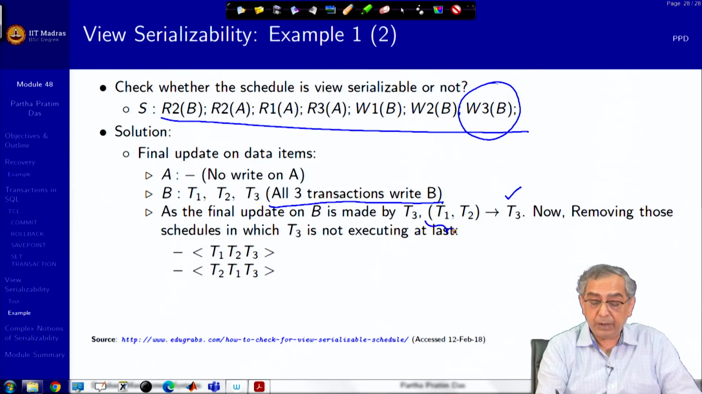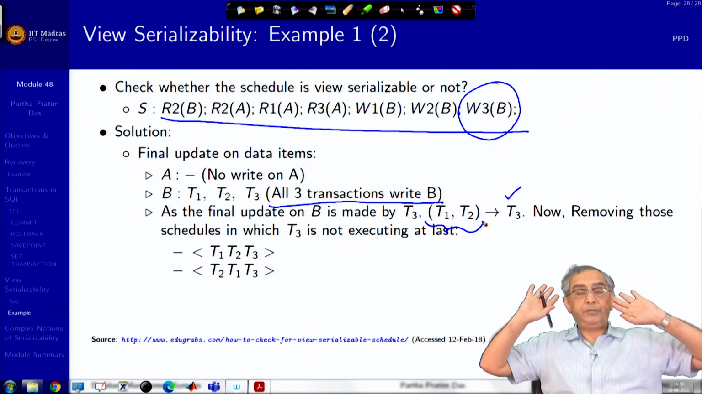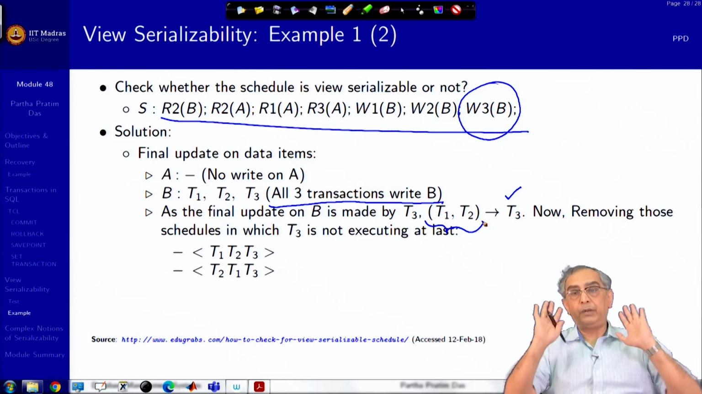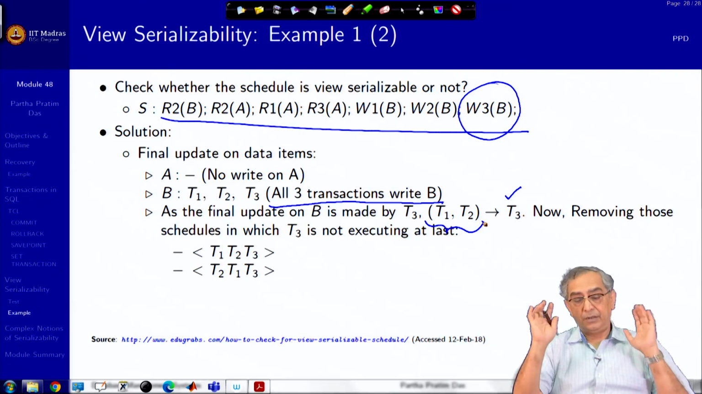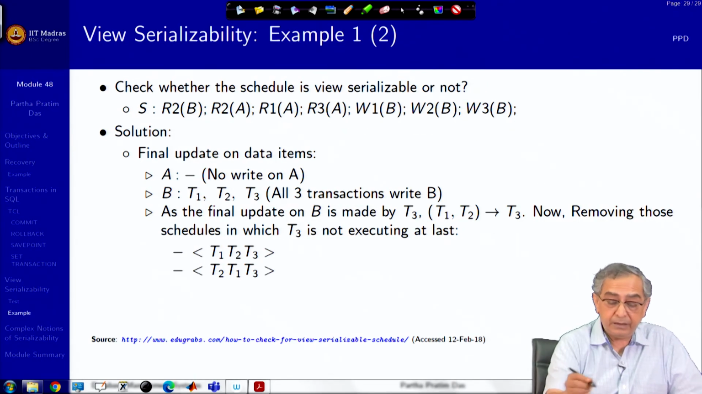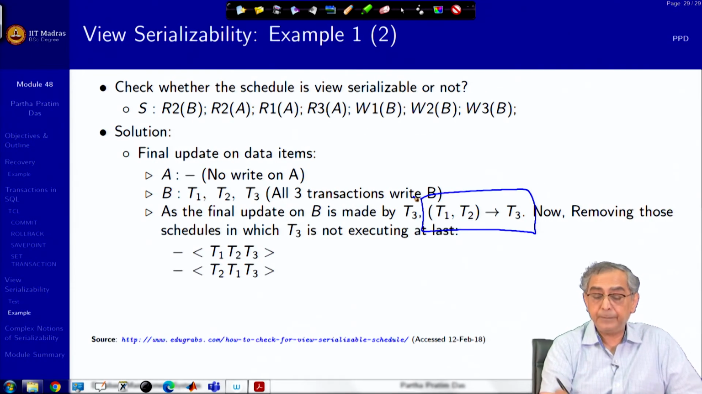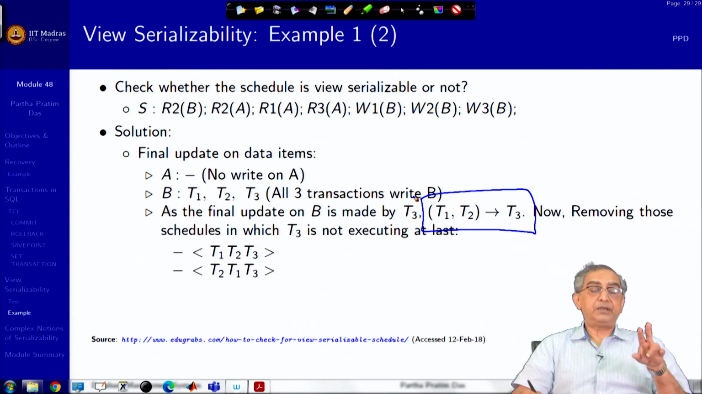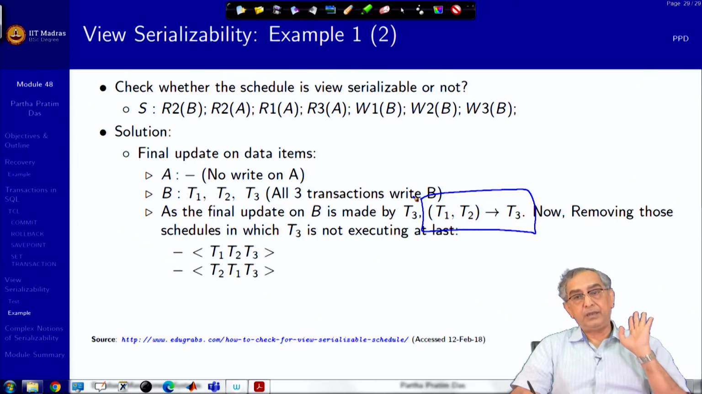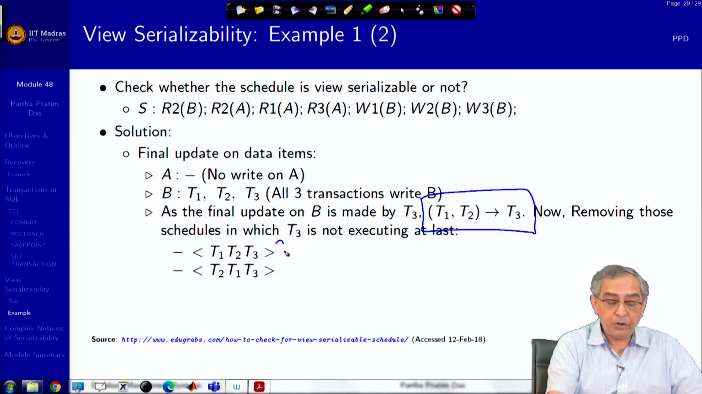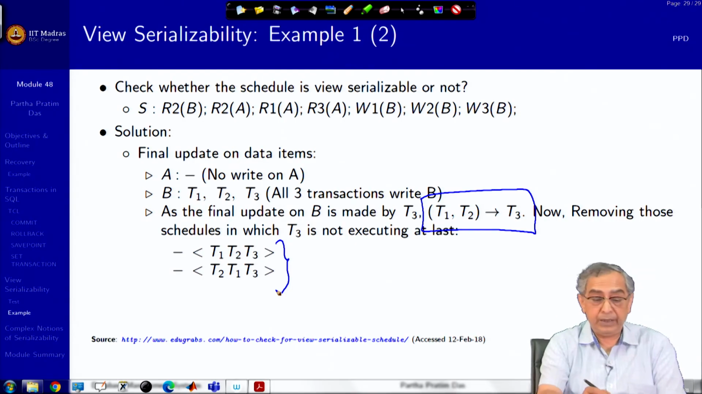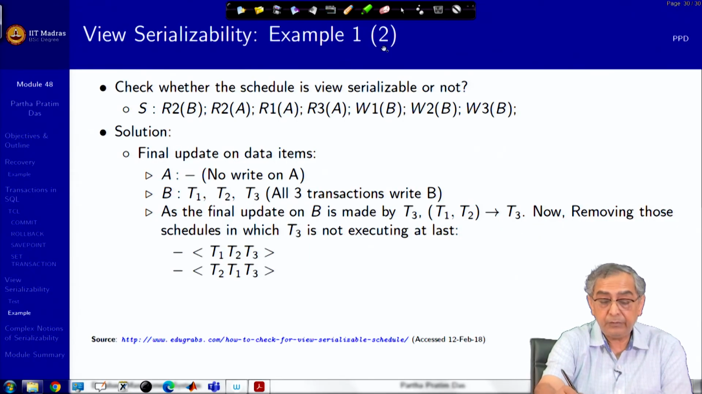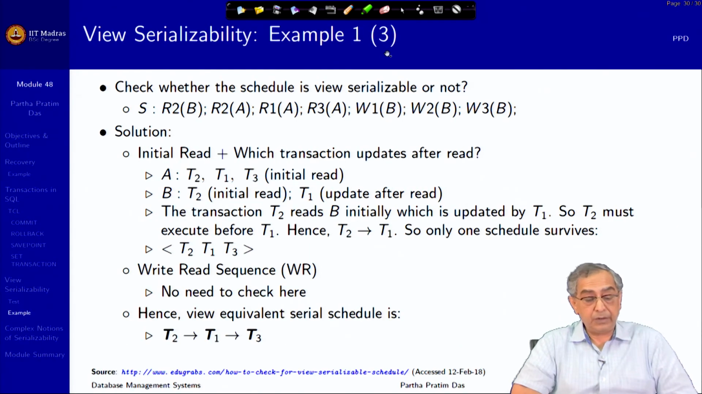Now between T1 and T2, what will happen we do not know, but both of them must happen in the serial schedule before T3. So, we express that by this dependency, somewhat like the precedence graph, and therefore, out of the 6, all those which do not have transaction 3 as the last transaction are eliminated, they are out. You are left with 2 serial schedules only. So, application of one condition has reduced us to 2 schedules.